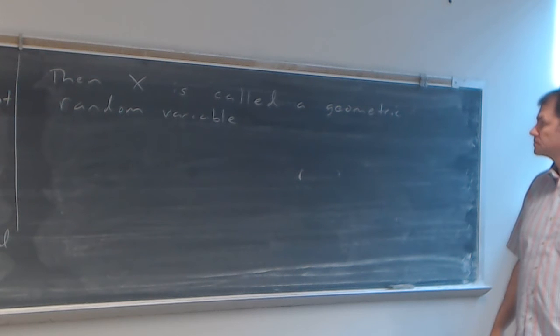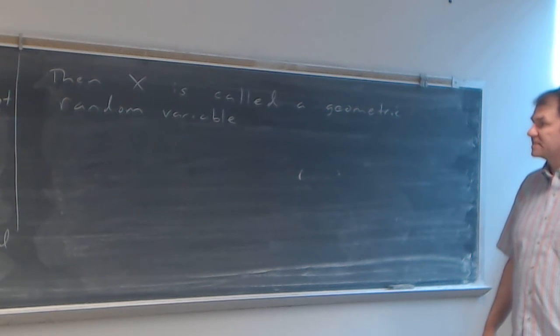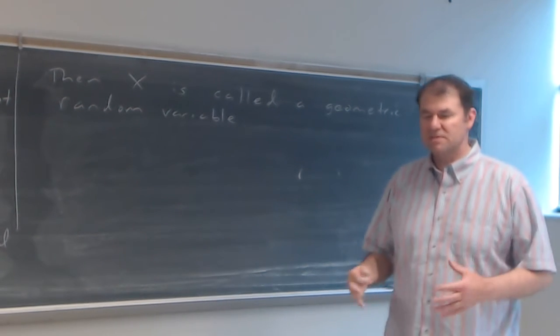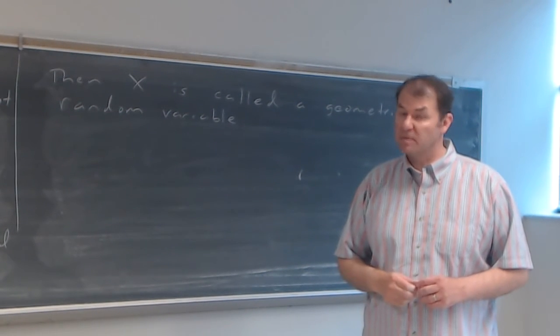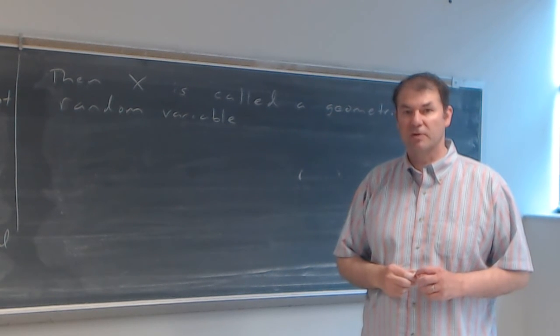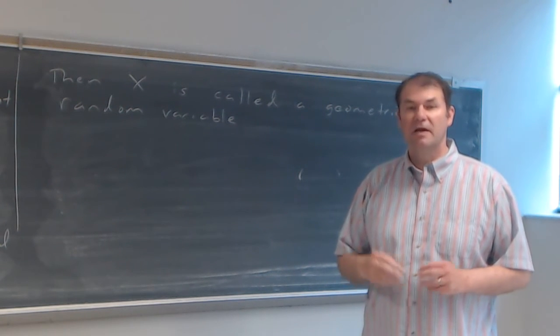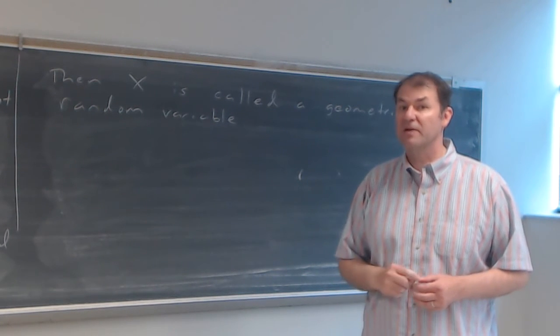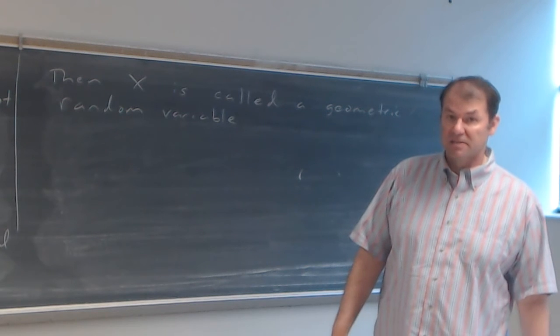So that's the definition of a geometric random variable. Sometimes it's similar to a binomial random variable, but it's different. See, for a binomial random variable, we have a fixed number of times that we do the experiment, and we just count the number of successes. Here, for geometric, we only want one success, and we just count the number of times the experiment had to be done to get that first success.